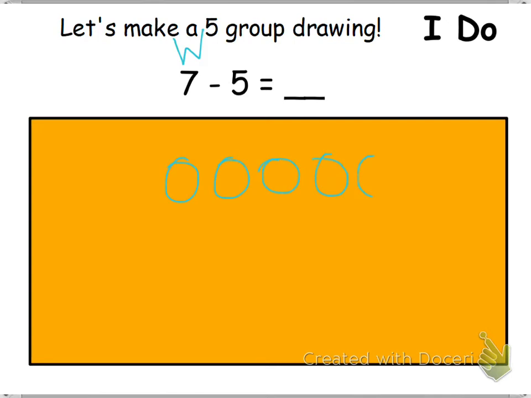3, 4, 5, 6, 7. Okay, so now I have 7. I'm going to take away this part, which is 5. So let's take away 5. 1, 2, 3, 4, 5. I'm going to circle how many is left. Well, how many is left? 1, 2. Boom. 7 minus 5 equals 2.